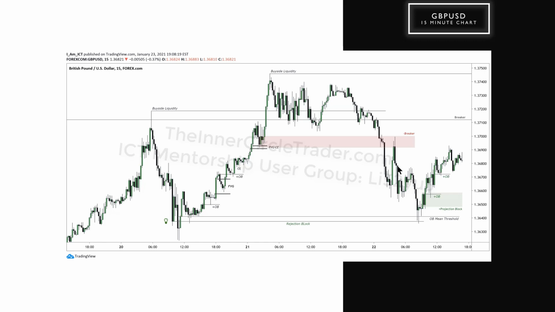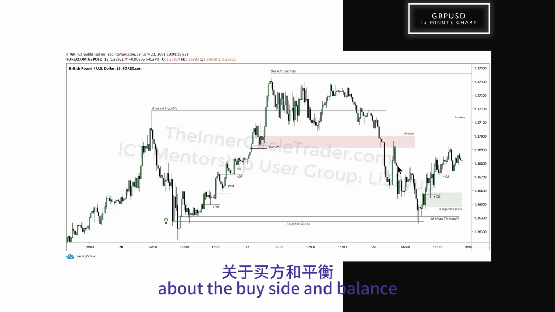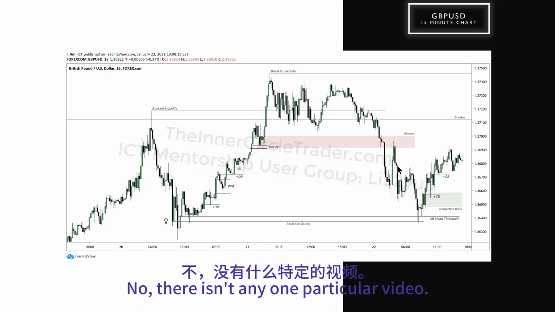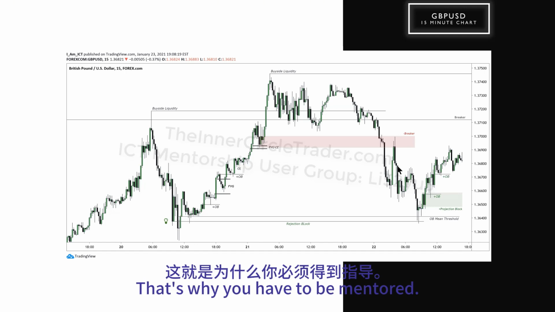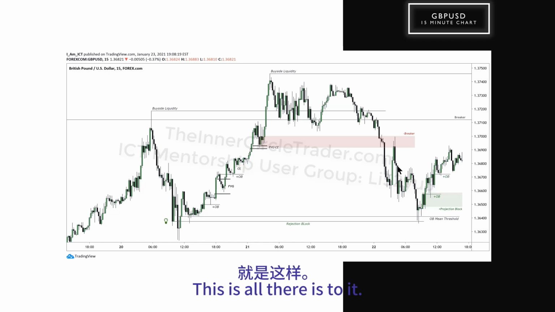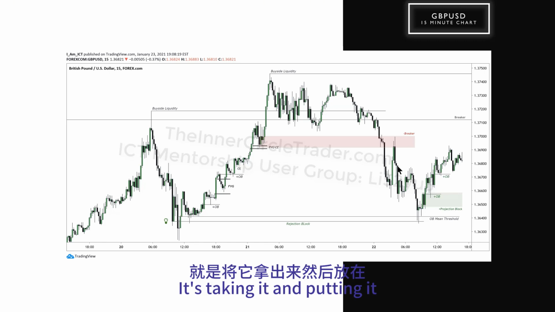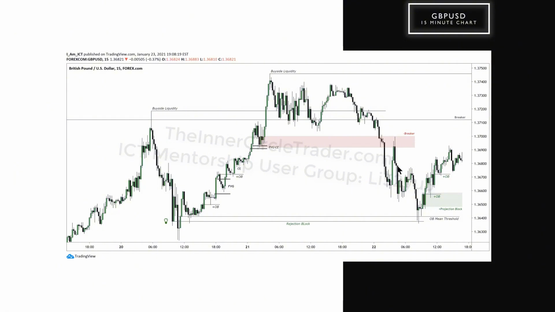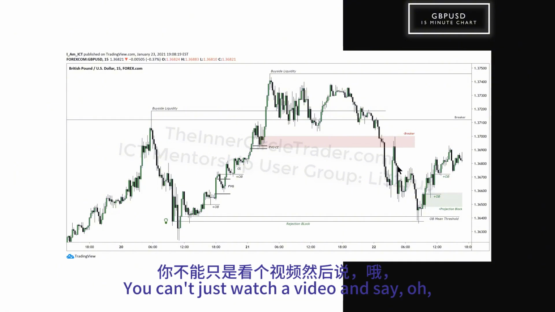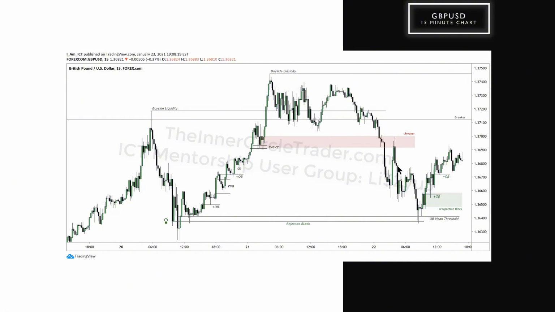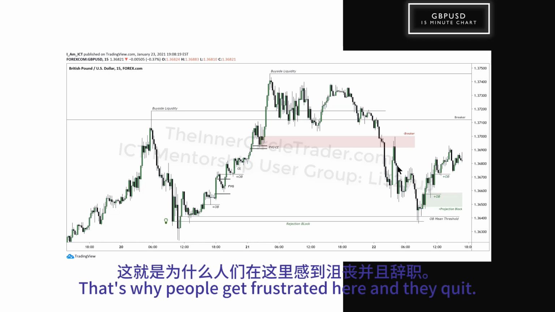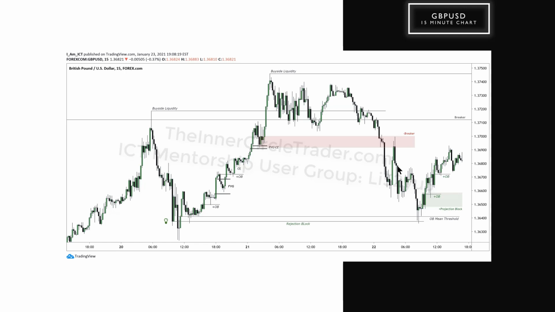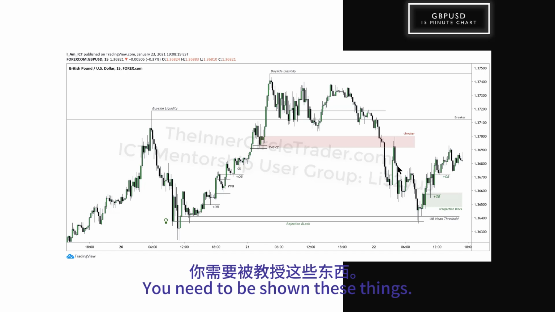That's why you can't say, show me the video where it talks about the buy side imbalance, sell side efficiency. No, there isn't any one particular video. It's part of it. Yeah, that's why you have to be mentored. There's no, this is all there is to it. It's taking it and putting it in real world context. That's how you learn it. You can't just watch a video and say, oh, this is all you have to watch, and that's it. It doesn't work that way, folks. That's why people get frustrated here and they quit. But I've already warned you ahead of time. You need to be mentored. You need to be shown these things.